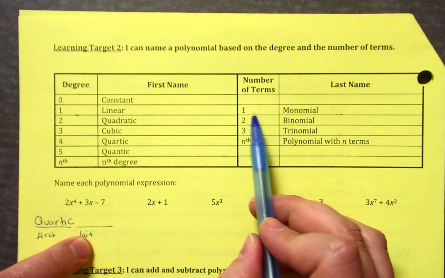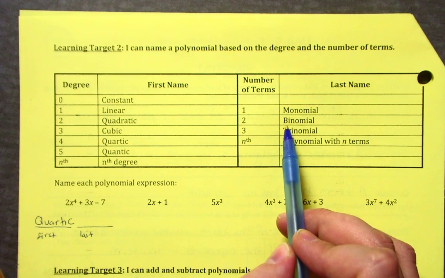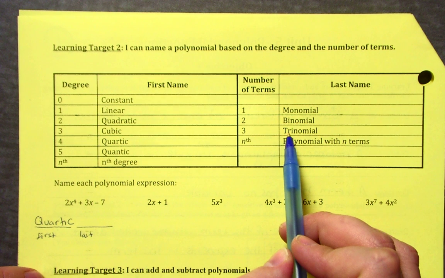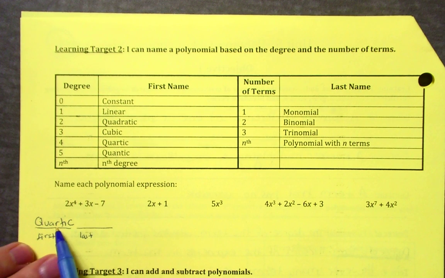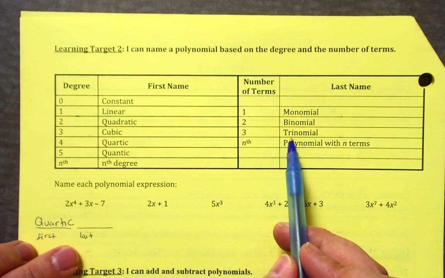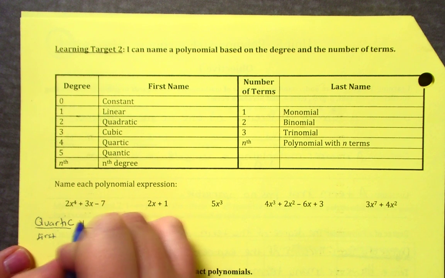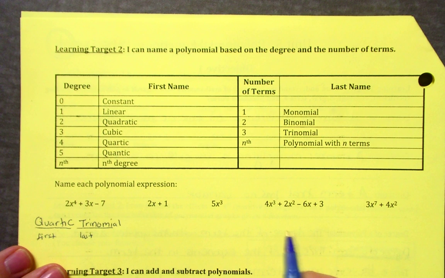Now, the last name comes from the number of terms. A monomial has 1 term. A binomial, like a bicycle, has 2 wheels. A binomial has 2 terms. And like a tricycle has 3 wheels, a trinomial has 3 terms. So this is a quartic trinomial because it has 1, 2, 3 terms. So this first one we're going to call a quartic trinomial.